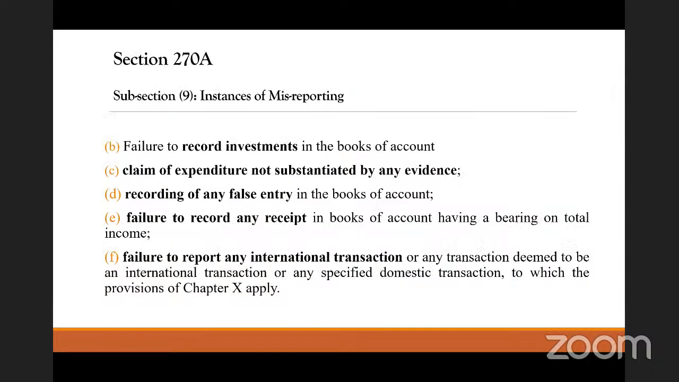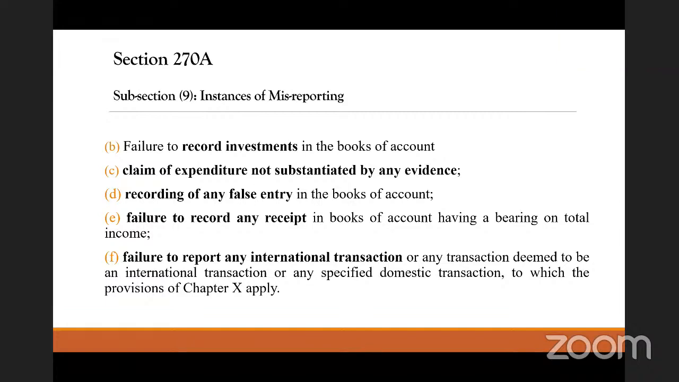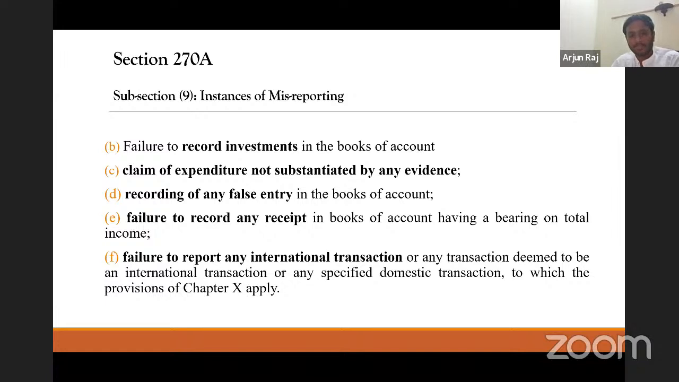Now, with respect to 270A subsection 9, as I started saying, the intention of the lawmakers was to categorize it into small wrongdoings and bigger wrongdoings. The underreporting under subsection 3, which has the benefit of exceptions and immunity, falls as a small wrongdoing, while the instances mentioned in subsection 9 would fall within the ambit of bigger wrongdoing, for which no benefit of exemption or immunity is granted.